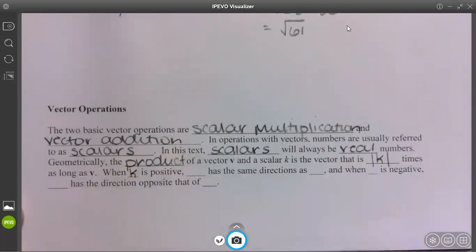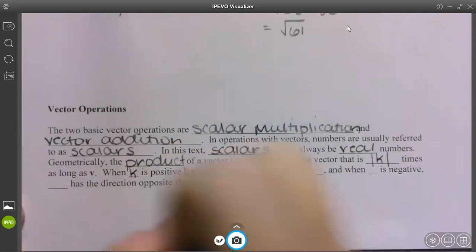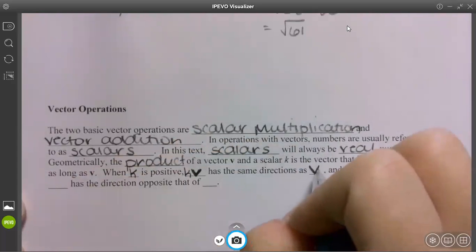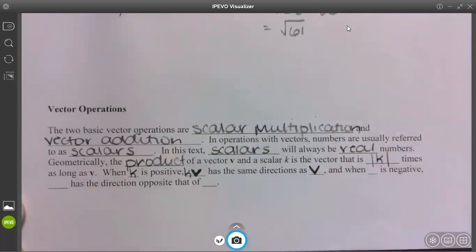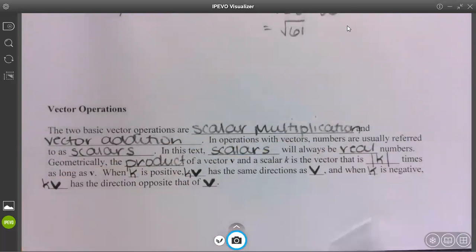When k is positive, kv has the same direction as v. So then when k is negative, kv has the direction opposite that of v. And again, give you a minute to copy it and we'll flip it. So you can see that all those v's are supposed to be bold.